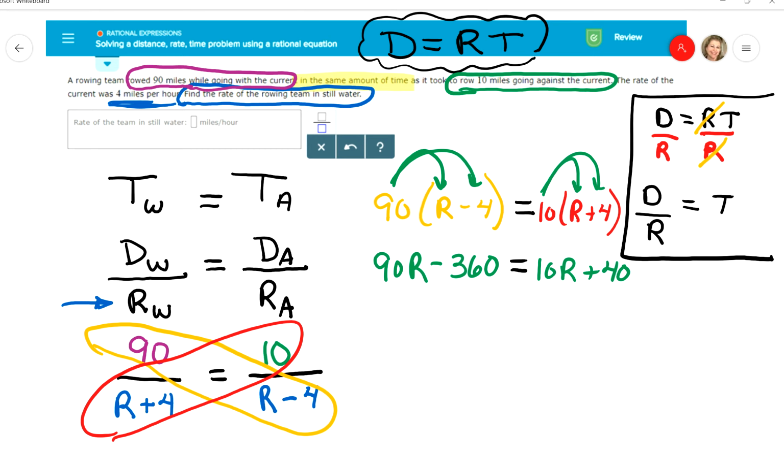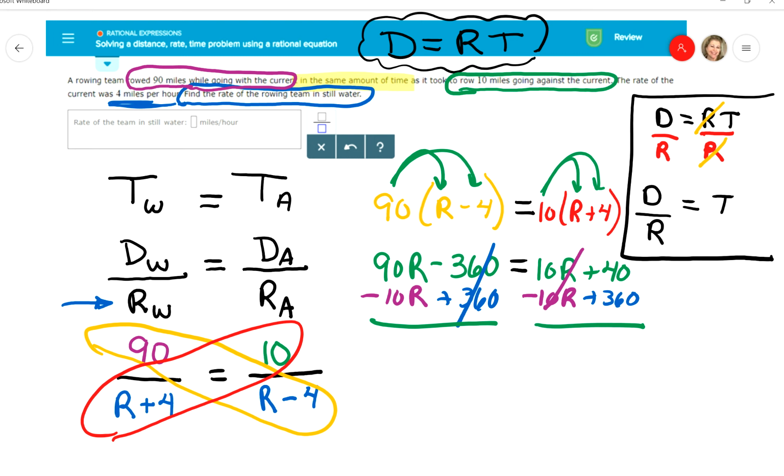And now I need to get all my R's on one side. So I'm going to subtract 10R from this side, which means I'll subtract it from the 90R on the left. And if you don't mind, in the same breath, I'm going to get all my non-R's on the other side. So this minus 360, I'm going to add a 360 to it to cancel that out, which means I'll have to add 360 over here. So 90 R's, take away 10 R's, leaves me with 80R equals, and on the other side, 40 plus 360 is 400.